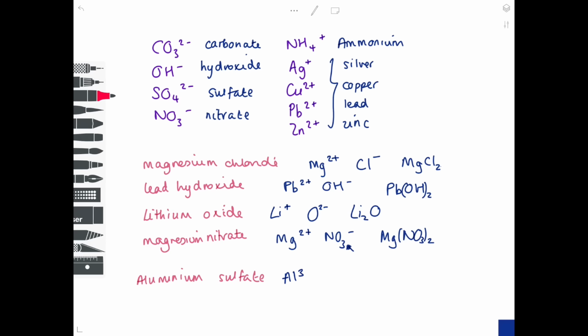Lastly, aluminium in group 3, 3+. Learn sulfate's charge, which is SO4 2-. This is a difficult one now. It's not that clear.